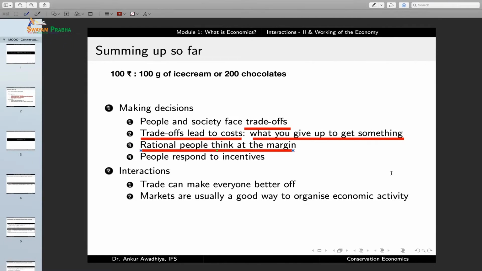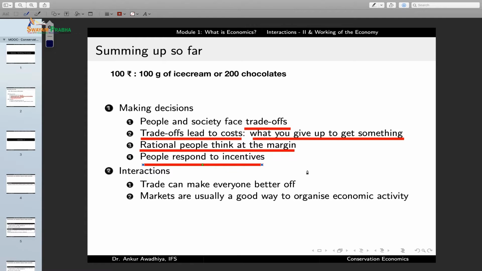So, a lot of rational thinking occurs at the margin, which is why whenever there is a product that is going to expire soon, we see a hefty discount offered in shops, or last minute bookings for aircrafts, or last minute bookings for resorts. We see these phenomena because these people are thinking rationally, and they are thinking at the margin, they are thinking at the edge. Now, the fourth principle that we saw was that people respond to incentives.